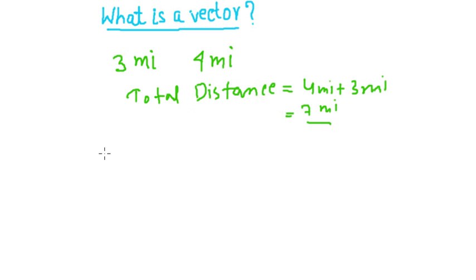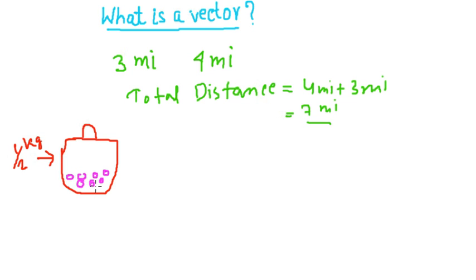Let us take another example. Let us say this is your bag. The mass of this bag is half a kg, and you have put some tomatoes and potatoes inside it. Okay, maybe 5 kg of potatoes and 3 kg of tomatoes.